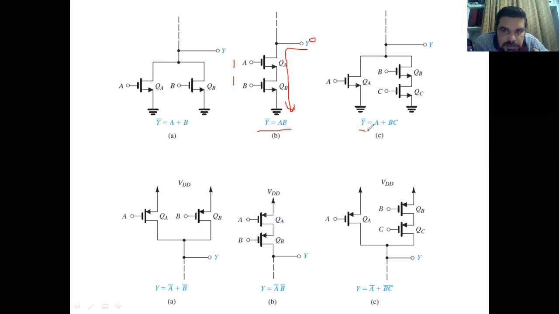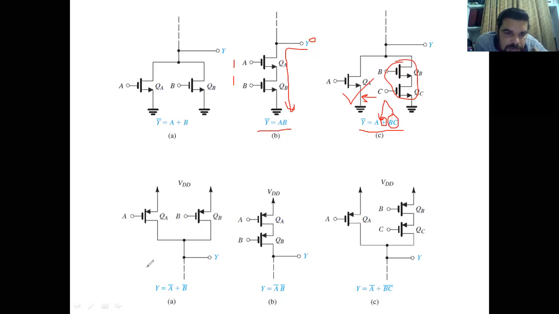So this is another example. Here you can see that it is already in the form y bar equals to inputs, and all inputs are in active high form. This plus sign indicates connection in parallel. This multiplication sign indicates connection in series. So two NMOS having inputs B and C will be connected in series here, and in parallel to this combination, the NMOS having input A will be connected. So you can easily design this pull down network.